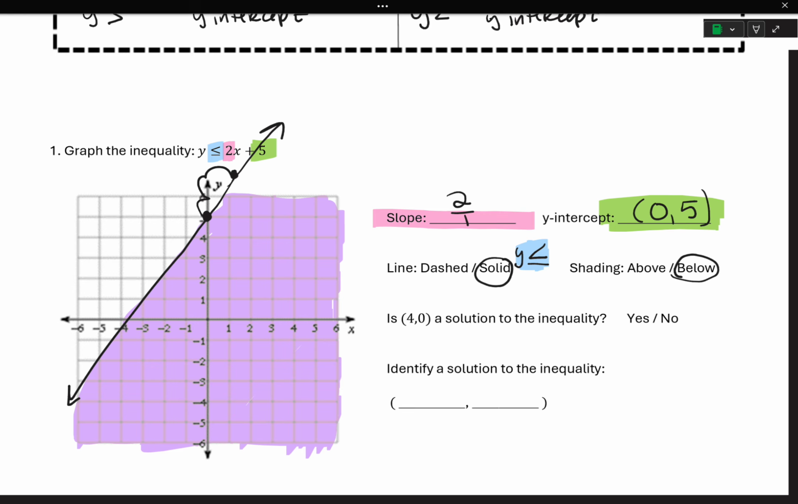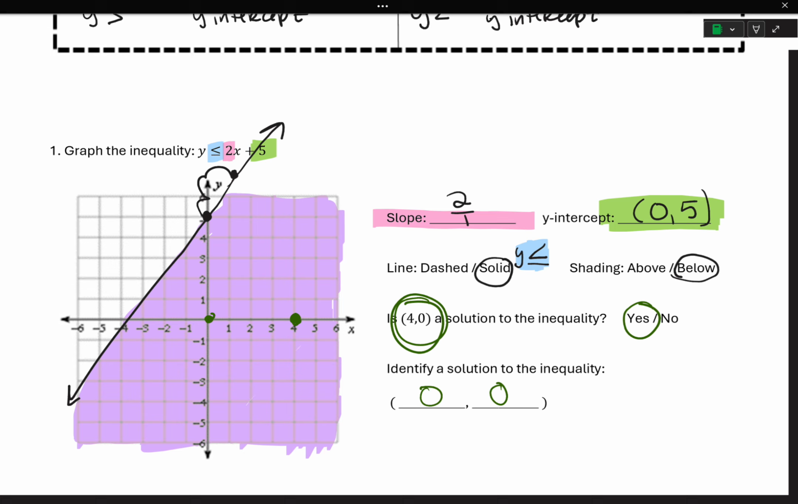Well, let's check it out. Is 4 comma 0 a solution? Well, 4 comma 0 is right there. It's inside the shaded area. It's a solution. Here is another solution to the inequality. How about 0, 0? You could have chosen any point you like. I chose 0, 0 here.